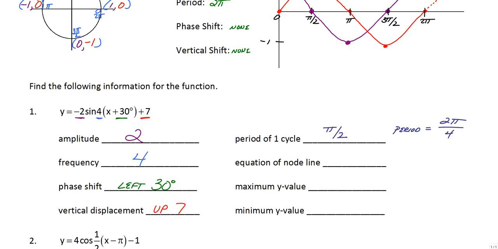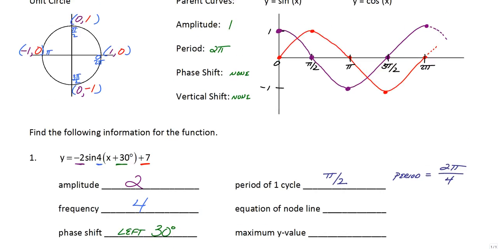Now, the equation of our node line is our vertical displacement. So if we were to look at this graph right here, we could draw in a few lines. The top line would be known as our crest. The bottom line is known as our trough. And the line where we use our center reference, that's our node line.